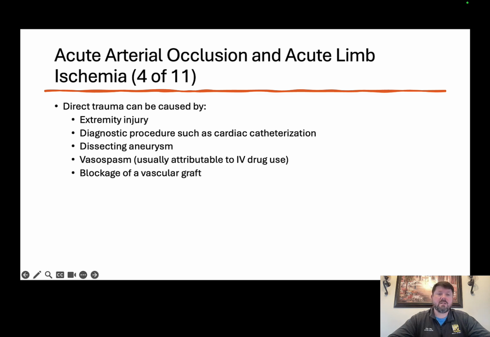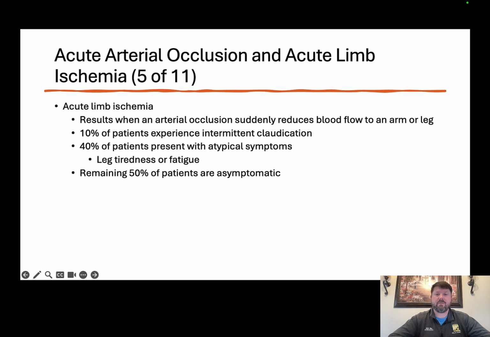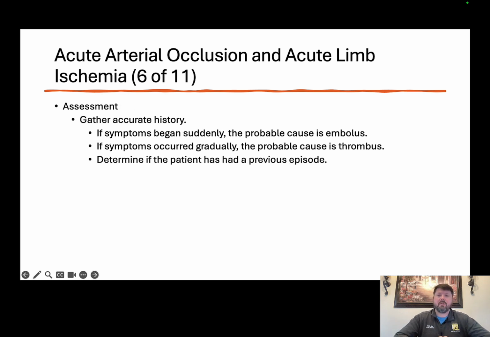Direct trauma can be caused by extremity injury, diagnostic procedures such as cardiac catheterization, dissecting aneurysms, vasospasms, or blockage of a vascular graft. Acute limb ischemia results when an arterial occlusion suddenly reduces blood flow to an arm or leg. 10% of patients experience intermittent claudication. 40% of patients present with atypical symptoms, such as leg tiredness or fatigue, and the remaining 50% of patients are typically asymptomatic.